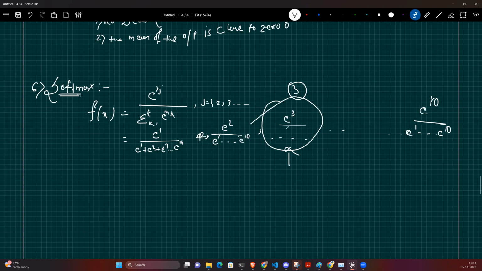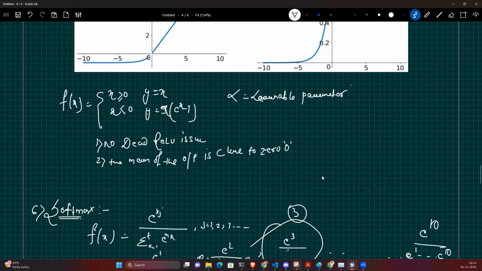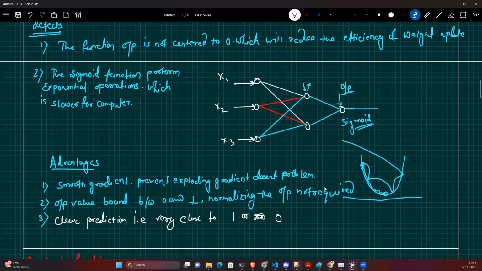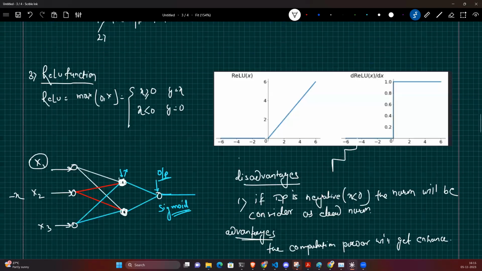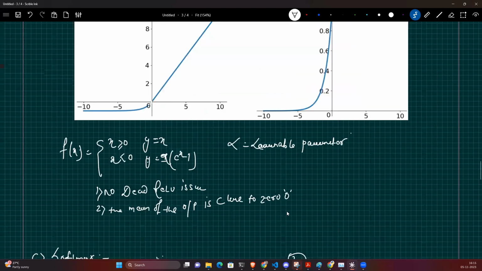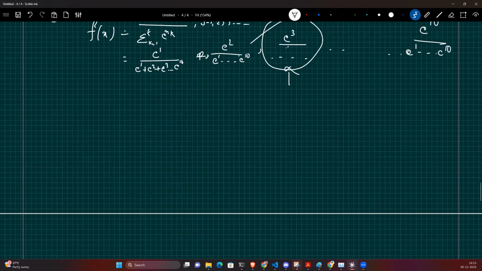There are many more activation functions, but no need to remember all of them. Six to seven activation functions are very much enough. So what activation functions have we discussed? First sigmoid, then tanh, ReLU and its different variants, leaky ReLU, eReLU, and then the softmax activation function.